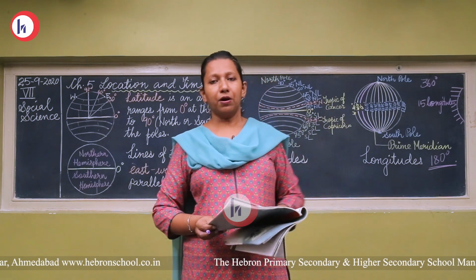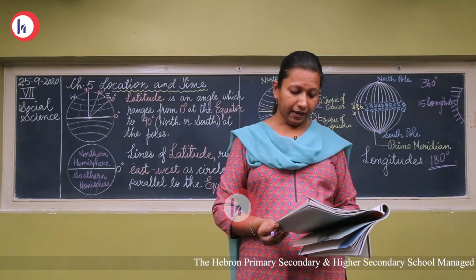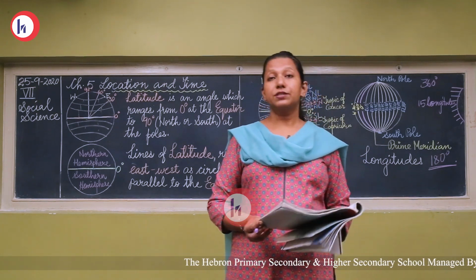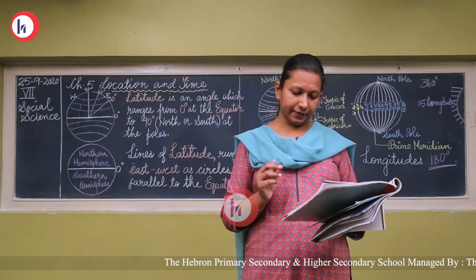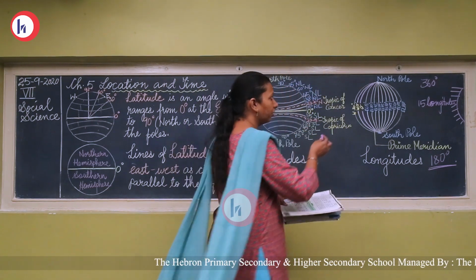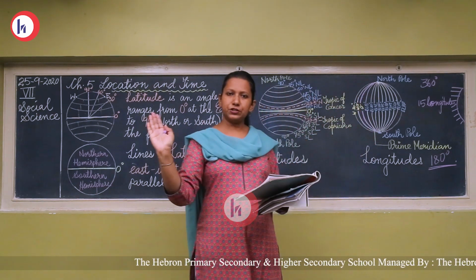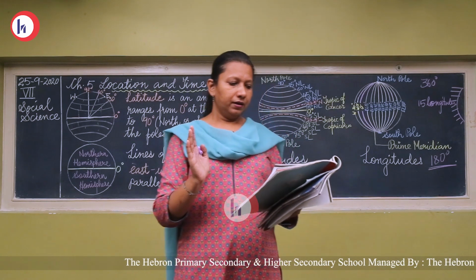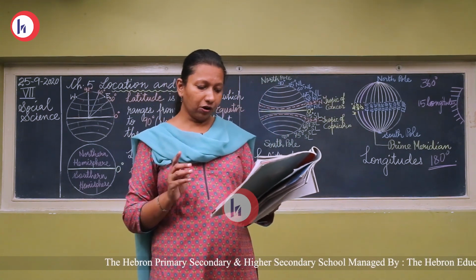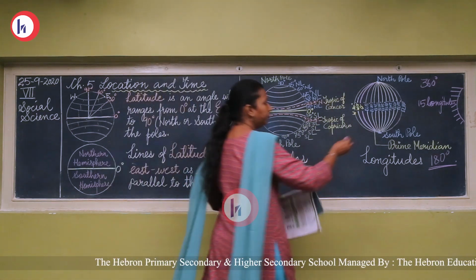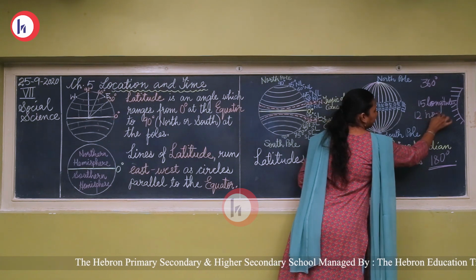Now, we will talk about local time. The time taken according to the overhead position of the sun in a particular place is known as the local time. Each local time differs by 4 minutes with every 1 degree of longitude. Why does it differ by 4 minutes? Because one longitude takes 4 minutes to complete one rotation. Now, the longitude which faces the sun will have 12 noon.